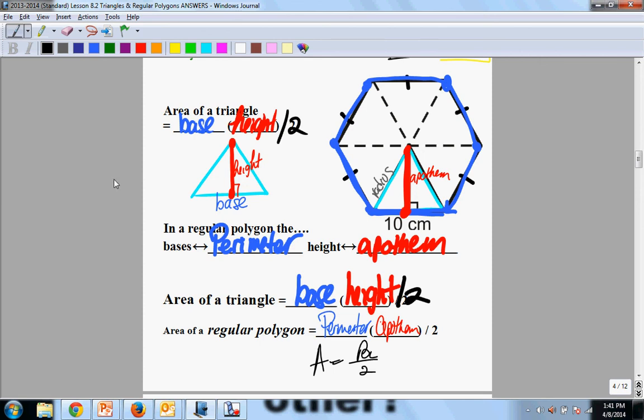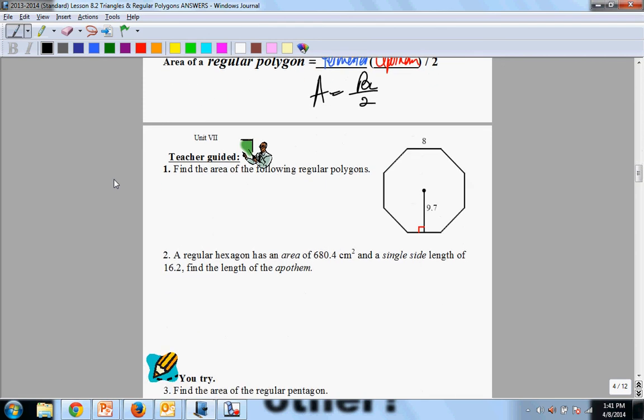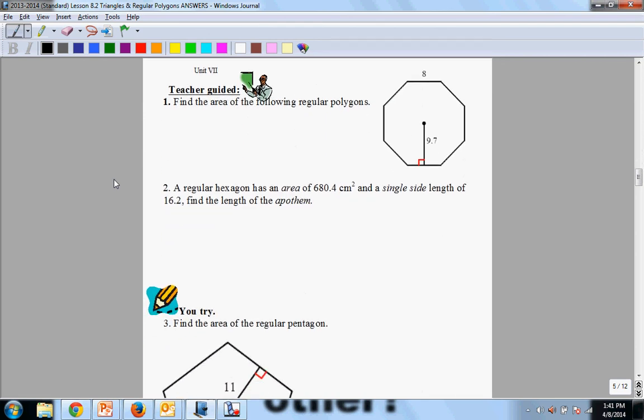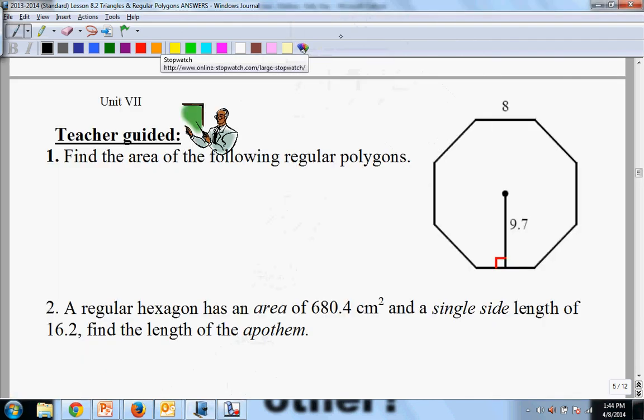Ready? We're going to do 2 problems together. Yeah, there's 2 kind of sections. Do you guys need a break? I think you need a break. All right. Ready?